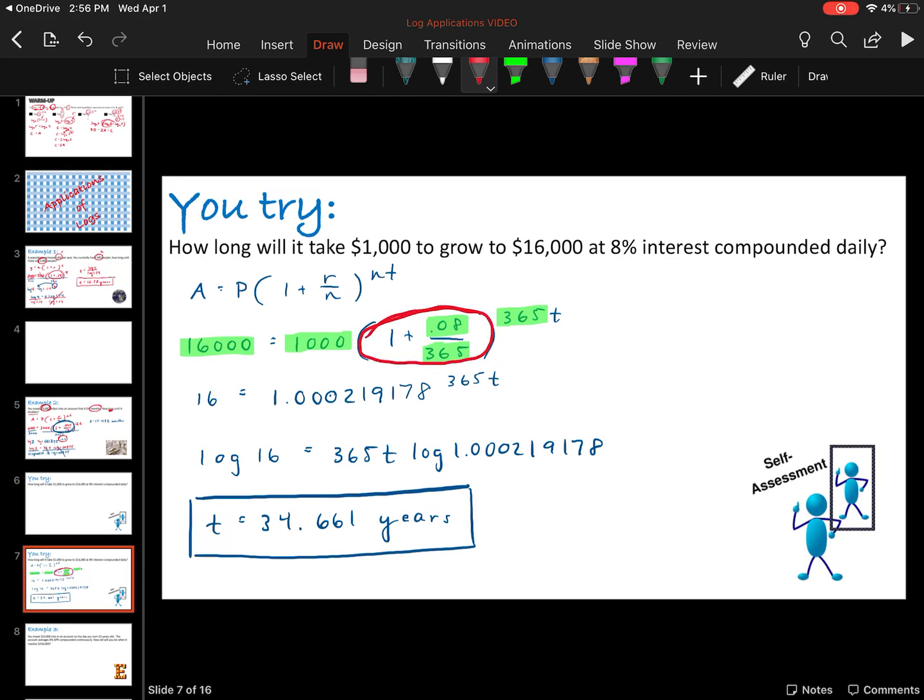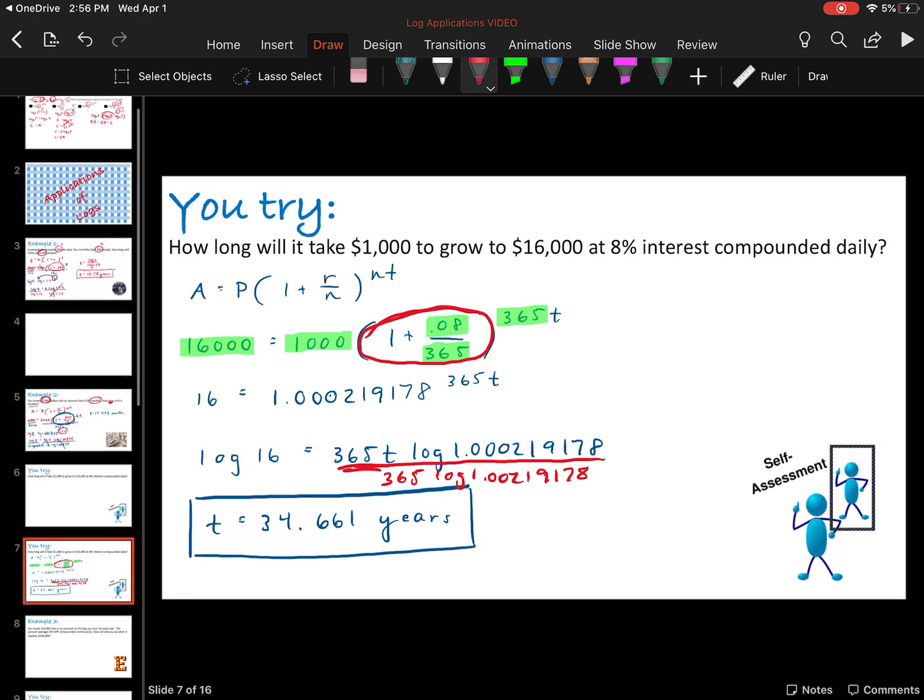Take the log of both sides, and then your 365t will come down out front. Divide both sides by 365 log 1.0021917. Try not to round until the very end so you make sure you have all your numbers right, and you should get 34.661 years. Okay, so that is how those questions are going to look.